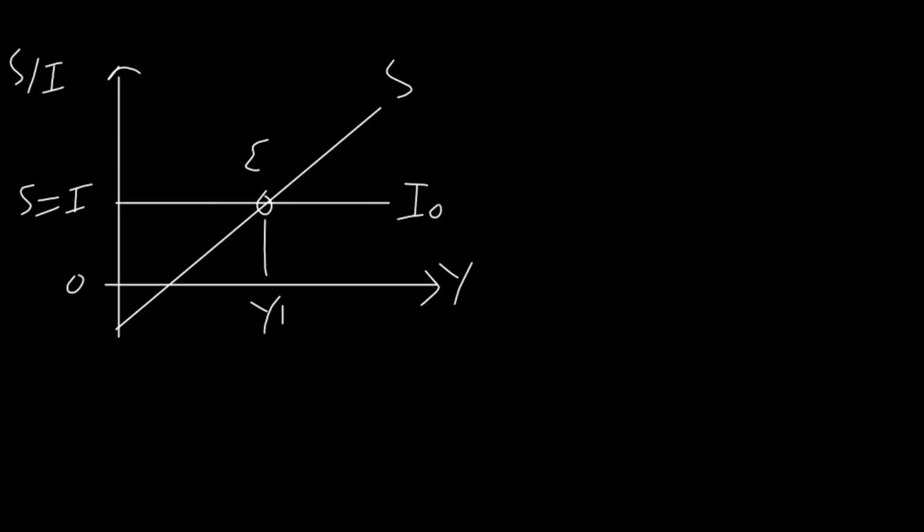Now let's have a look at the impact of change in investment on national income. So for example, if investment increases, then investment curve will shift upward from I0 to I1, and new equilibrium will take place at E1 where national income will be y2, and this change in national income will be multiple times more than the change in investment.